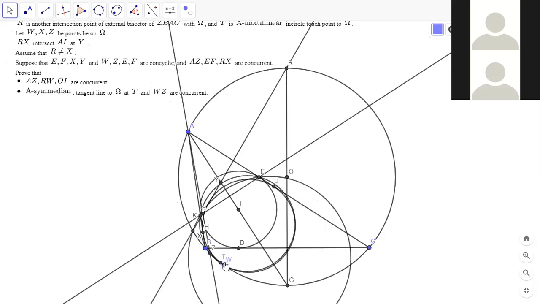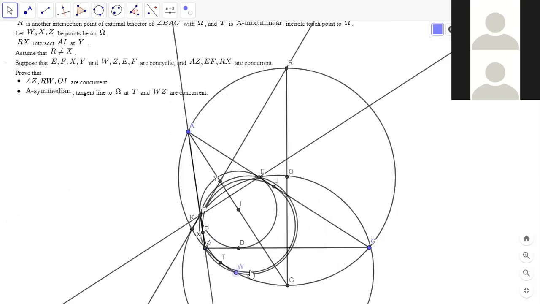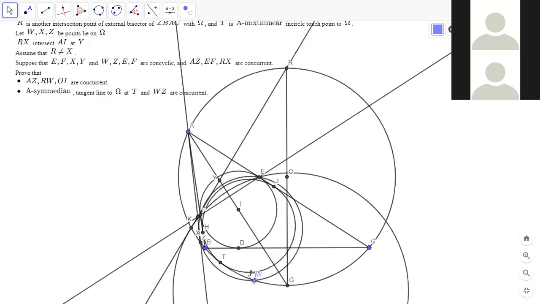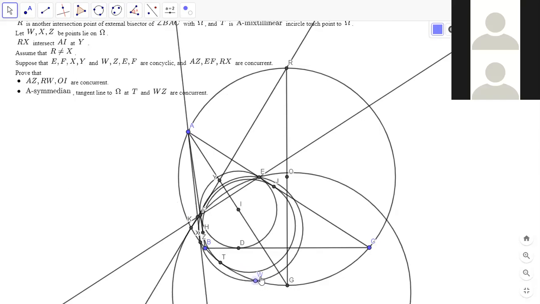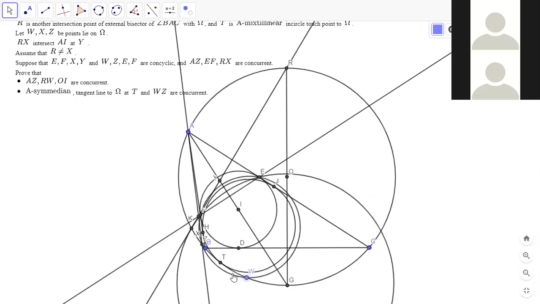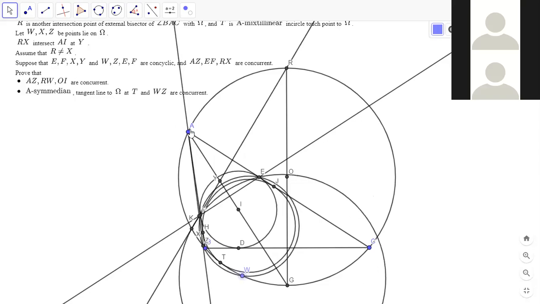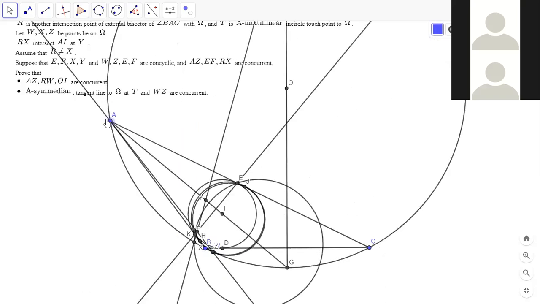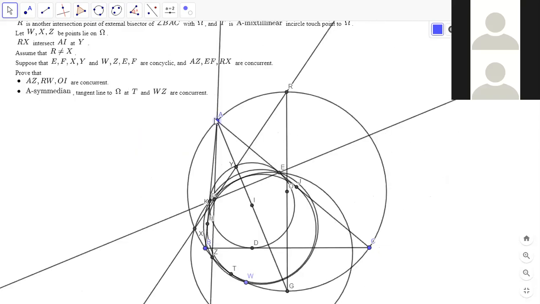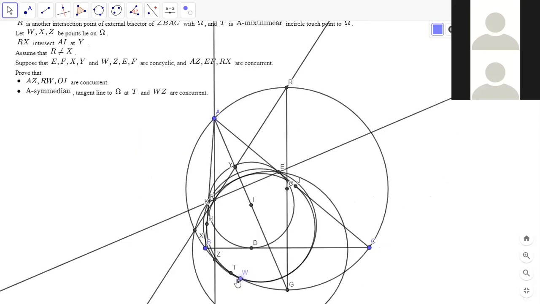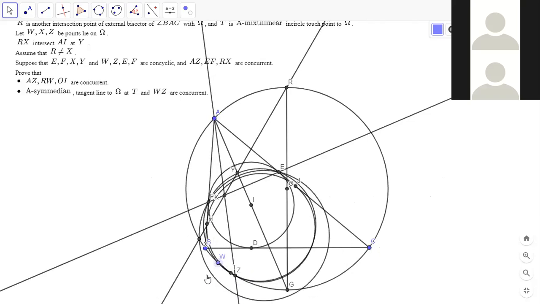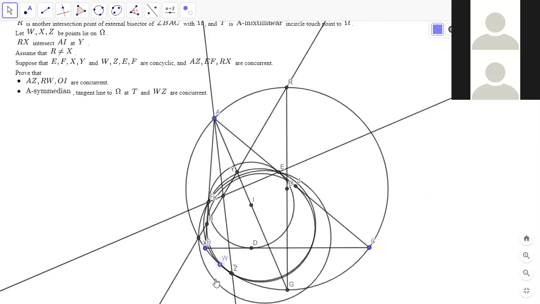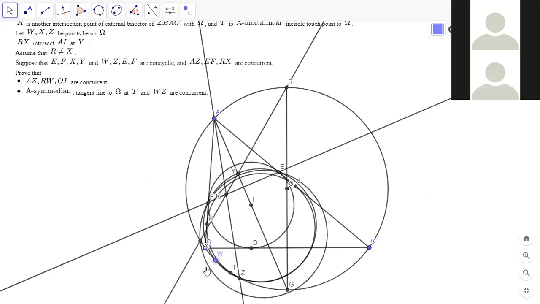Yeah, so let's see, WZ. What if I do, so I want WZ, I want this circle to pass through Y. So I think maybe like this. I think we should move on to the next problem. Yeah, that's kind of hard.